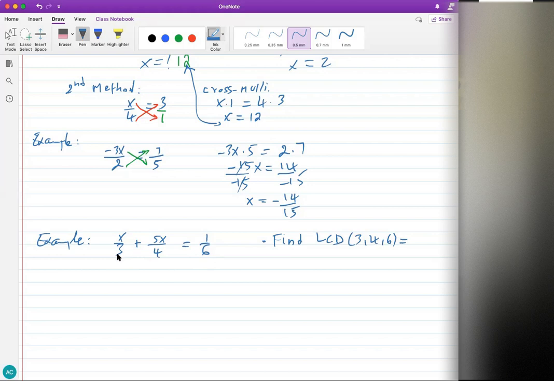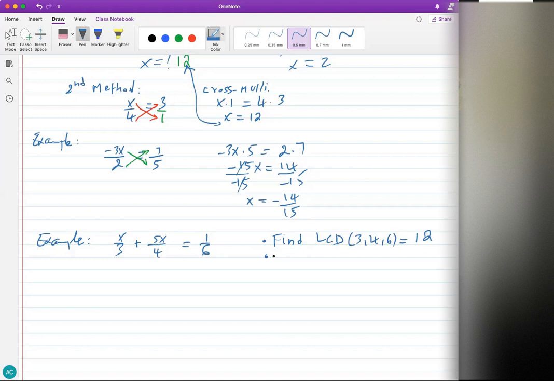We talked about the LCD and fractions in the first and second day of class, so that's very important. The common denominator for 3, 4, and 6 is the first common multiple: 3, 6, 9, and so on. If you do multiples of all, the LCD is 12. So 3 goes into 12, 4 goes into 12, and also 6 goes into 12. That's the first thing you want to do. You want to find the LCD.